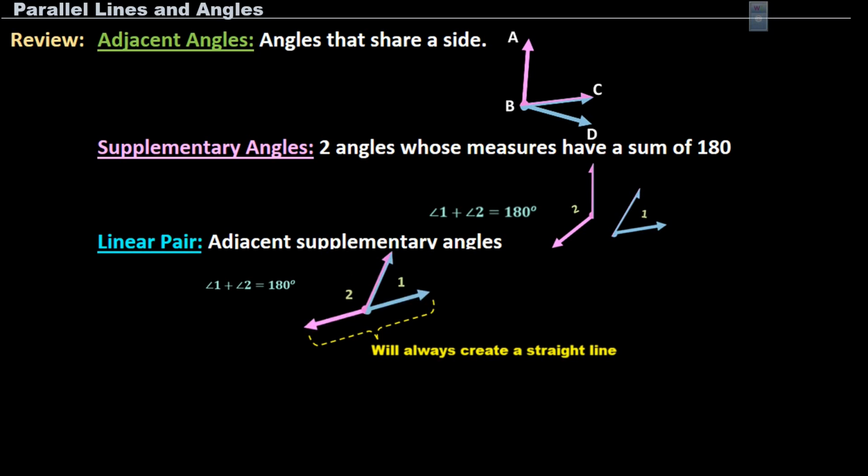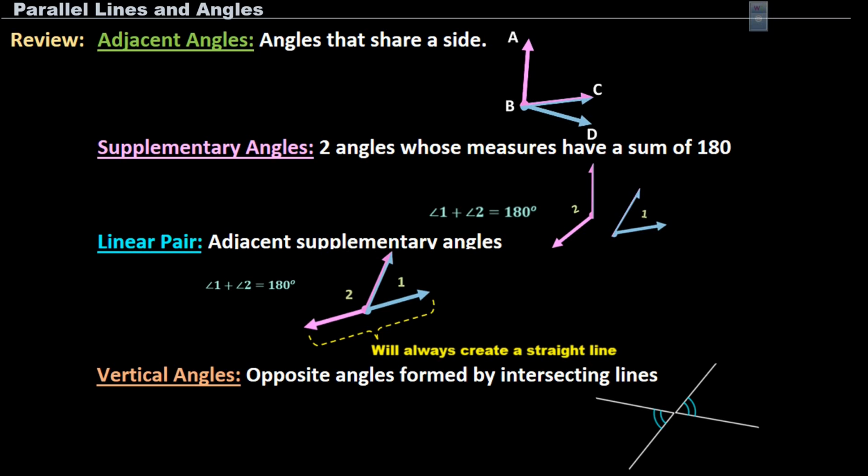And lastly, for our review definitions, we have vertical angles. And vertical angles are any opposite angles that are formed by the intersection of two different lines. So anytime you have two lines intersecting, no matter how they intersect, the angles opposite each other are always going to be vertical angles, and thus they are always going to be congruent.